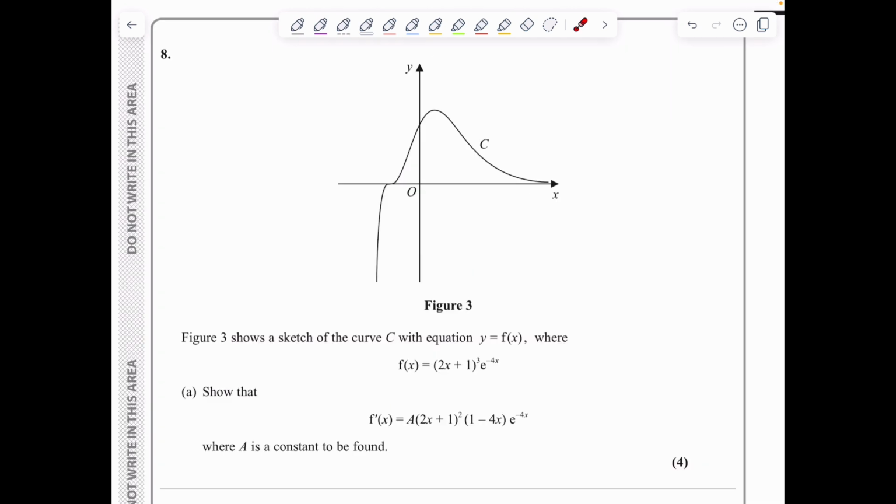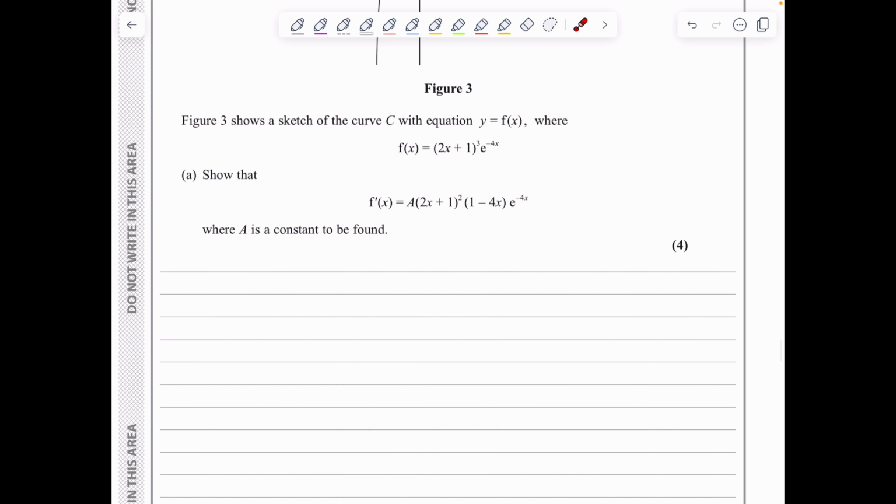In 8a, we've got the graph of f of x here, where f of x is 2x plus 1 raised to the power of 3 times e to the minus 4x, and we need to find an expression for the derivative f dash of x. Here we need to apply the product rule of differentiation. We start by differentiating the first, which is 2x plus 1 raised to the power of 3. The derivative of this is 3 times 2x plus 1 raised to the power of 2 times the derivative of the inside, which is 2, and I keep the second, e to the minus 4x, plus I keep the first, 2x plus 1 raised to the power of 3, and I differentiate the second, e to the minus 4x, which gives a derivative of minus 4 e to the minus 4x.